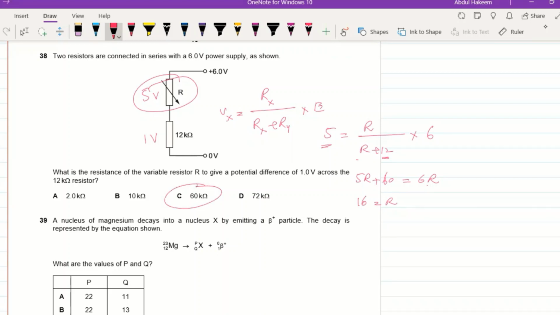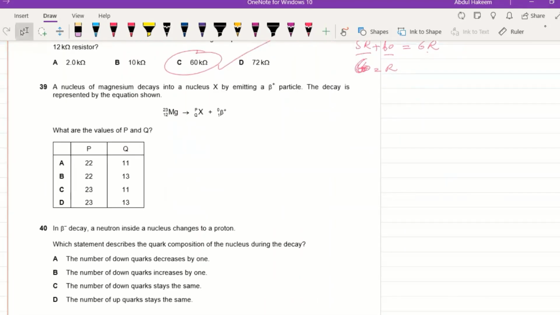I repeat, Vx is equal to Rx over Rx plus Ry into EMF. So Vx means the voltage across the unknown is 5, the unknown is R divided by R plus 12, times EMF 6. So 5 times this, 5R plus 60 is equal to 6R, R is equal to 60. So the answer is 60. And the next, 39.